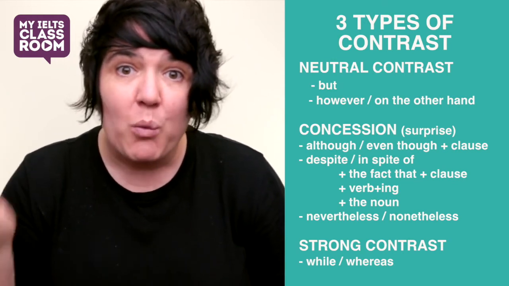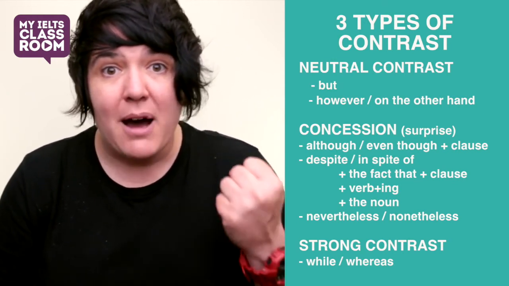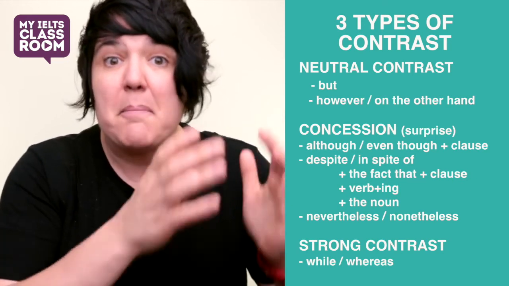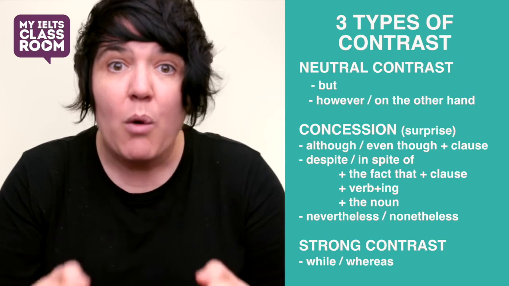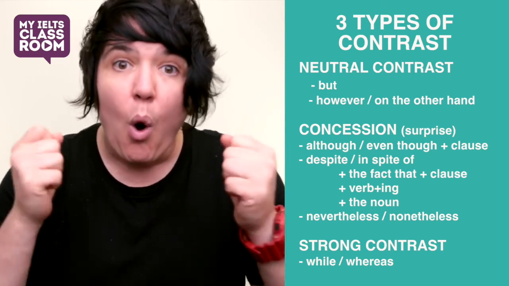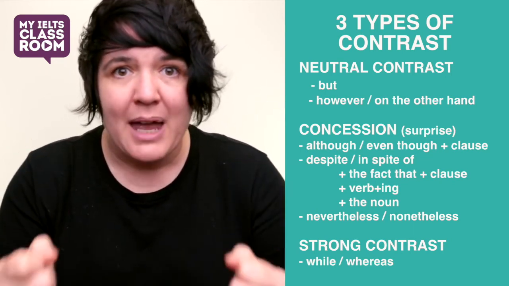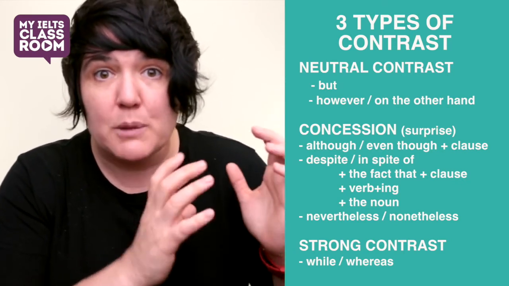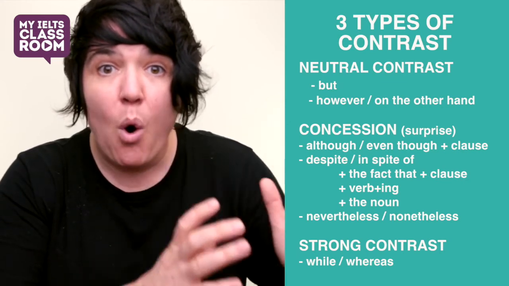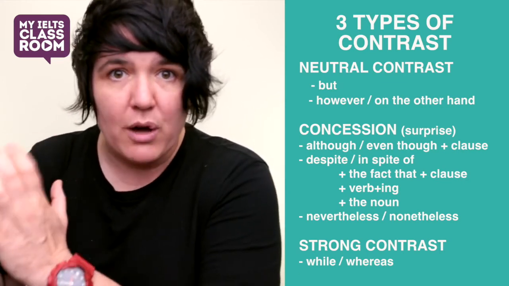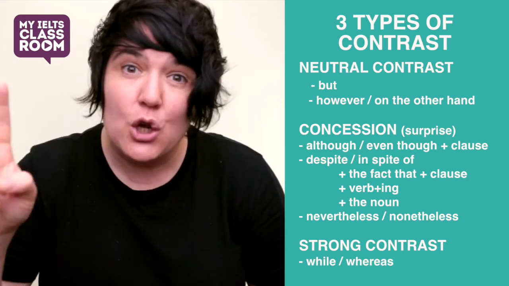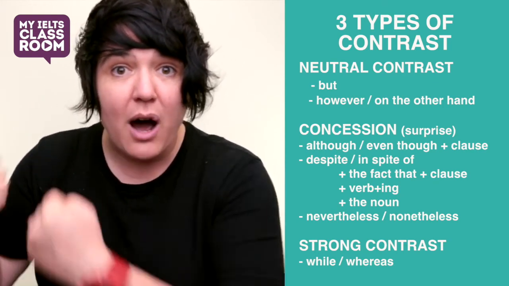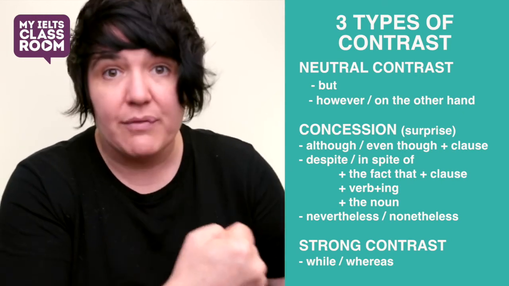After although, we just have a clause, but after despite, we either have the fact that plus a clause, or we have a verb ing, or we have a noun. In terms of grammatical difficulty, the despite or in spite of sentences are more difficult than the although sentences. We also have 2 transition signals to show concession, and those are nevertheless or nonetheless.